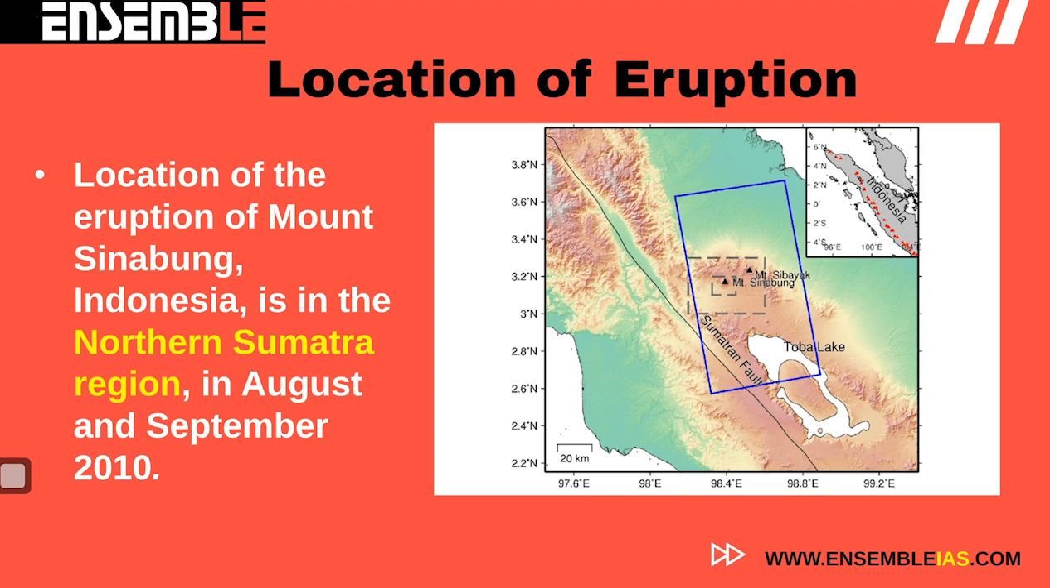Here in this image, you can clearly see the exact location where this eruption has happened. So this is Mount Sinabung, and this is the Sumatran Fault situated at Sumatra. So this is another added piece of information, that Mount Sinabung is located near the Sumatran Fault. And nearby, another volcanic mountain is Mount Sibayak.